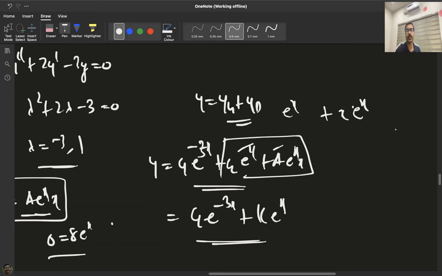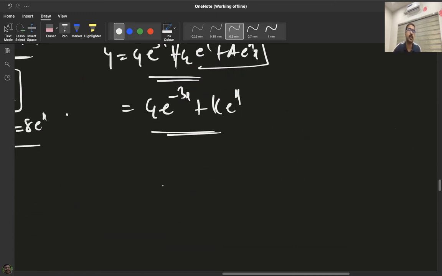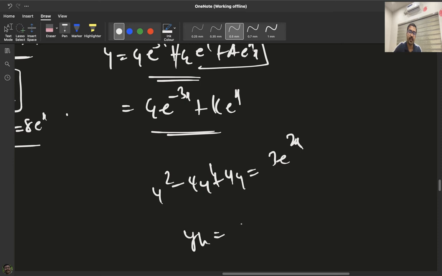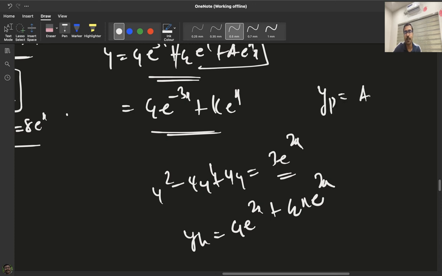But suppose your equation was like this, for example, y double dash minus 4y dash plus 4y is equal to 3 e raised to 2x. When you write the solution here, your yh would be simply c1 e raised to 2x plus c2 x e raised to 2x. Since your RHS is of the form 3 e raised to 2x, you might assume that your yp will be of the form simply a e raised to 2x.